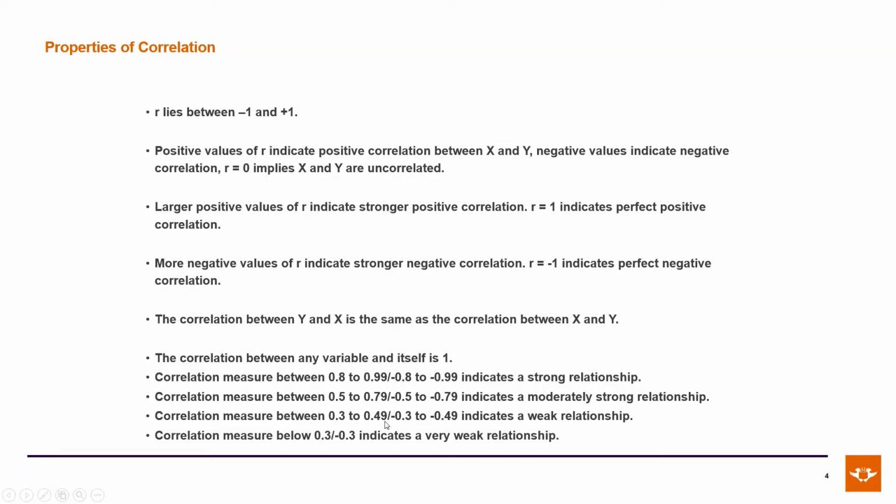So if you have, for example, -0.66, you'll typically say there's a moderately strong negative relationship between X and Y, whatever X and Y is. Okay.